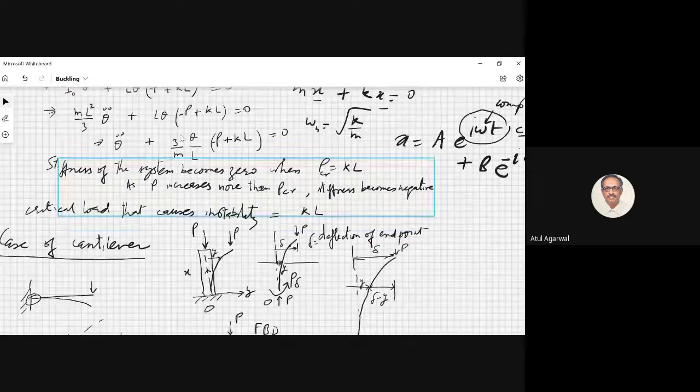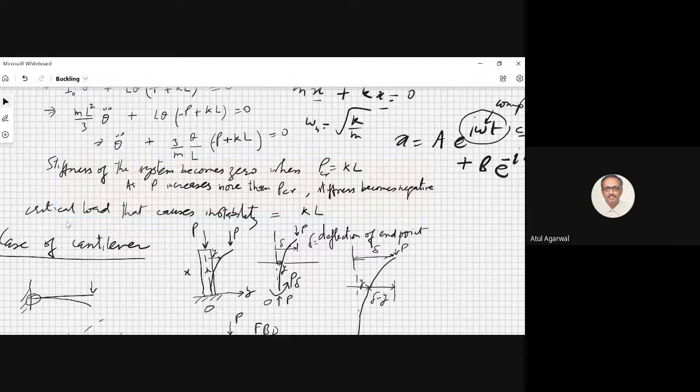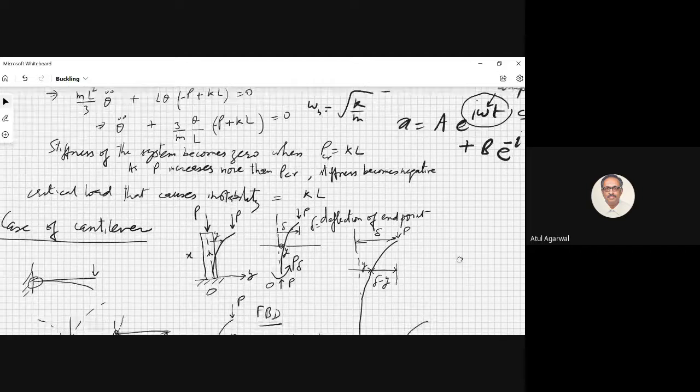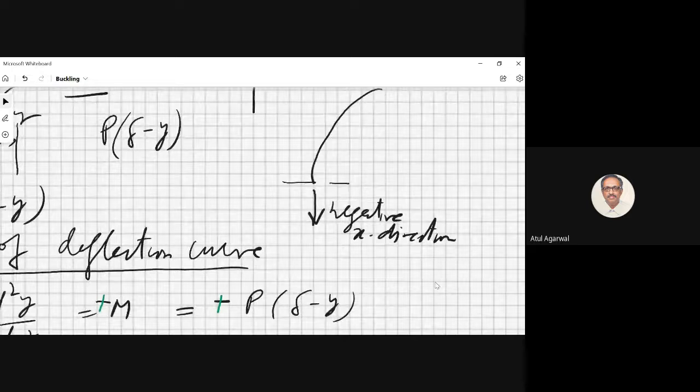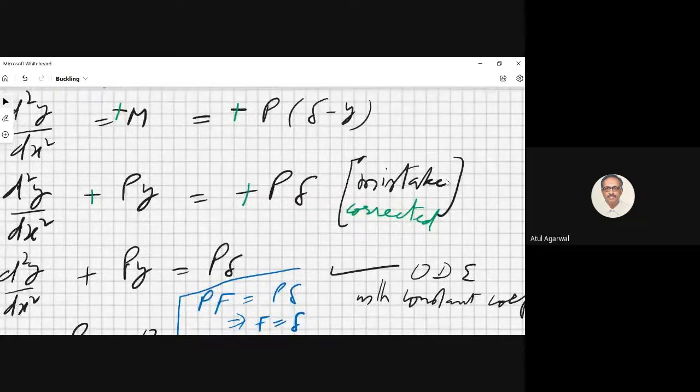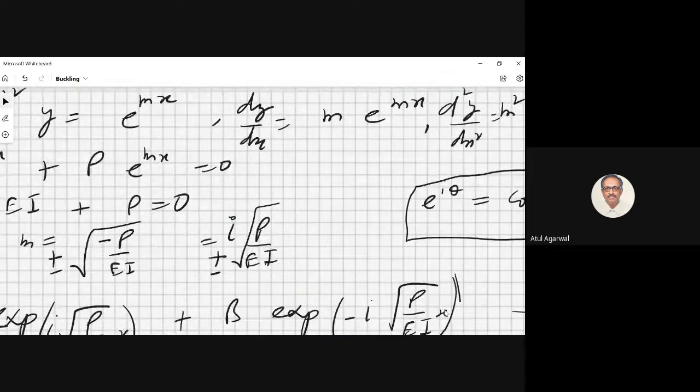So stiffness of the system becomes zero when P critical is equal to KL. As P becomes more than P critical, stiffness becomes negative. Critical load that causes instability is KL, where your stiffness is zero. So that is the case of critical load, and this is also called buckling load. This is the way Euler analyzed the buckling problem. This was already done, so I am not doing it again.